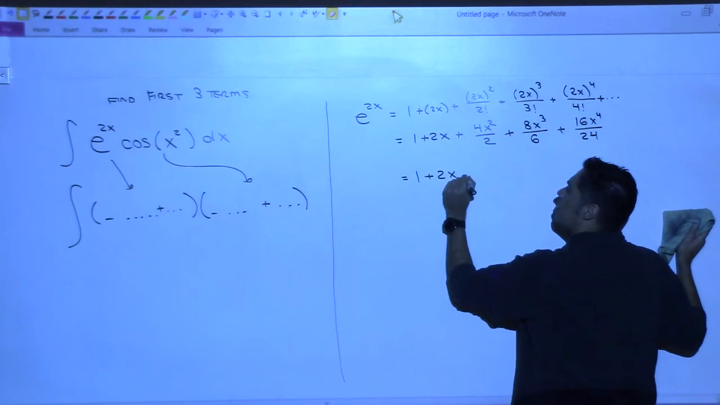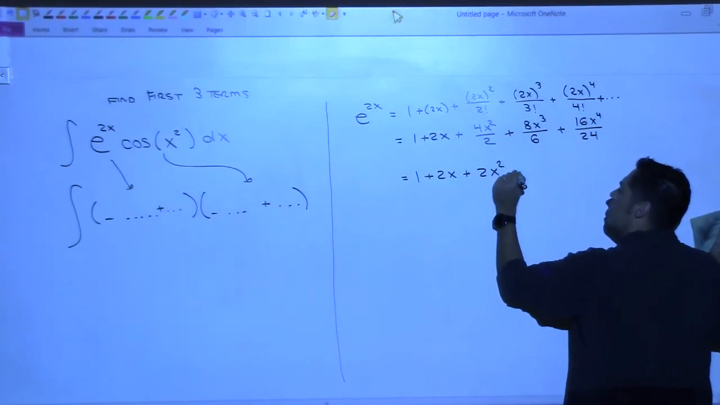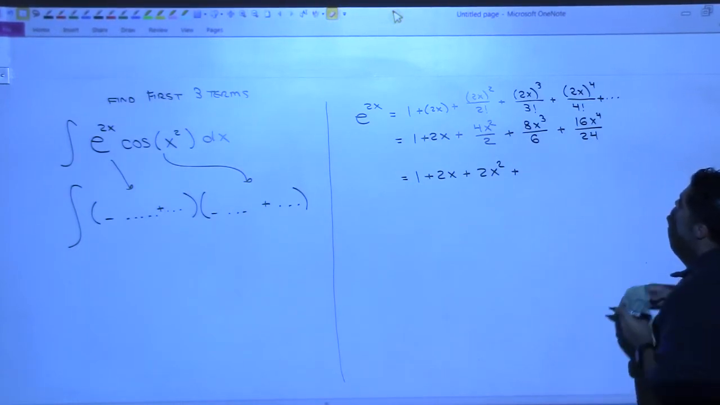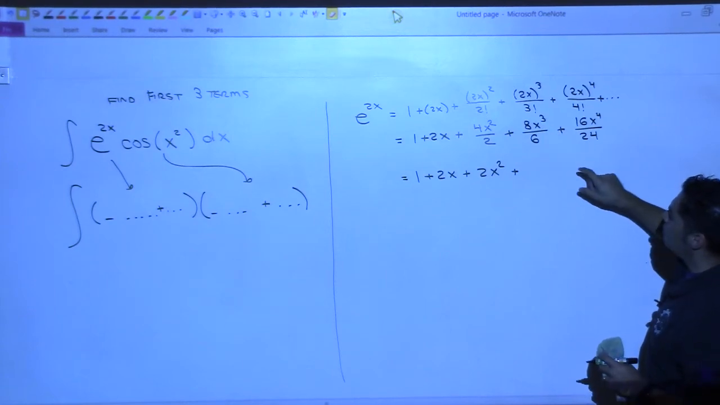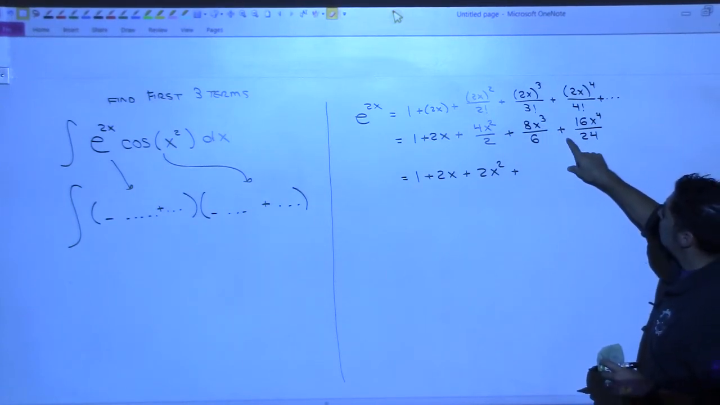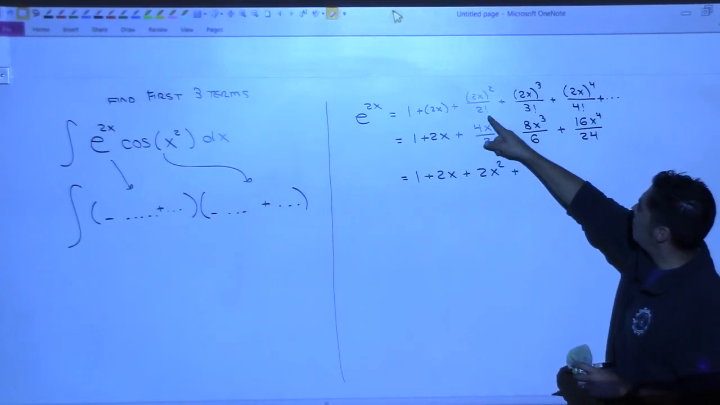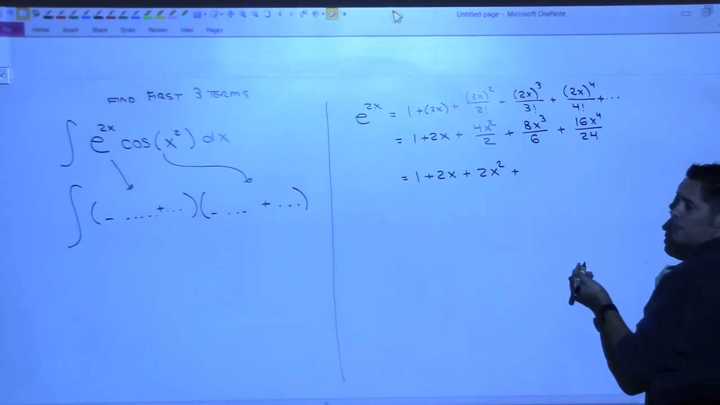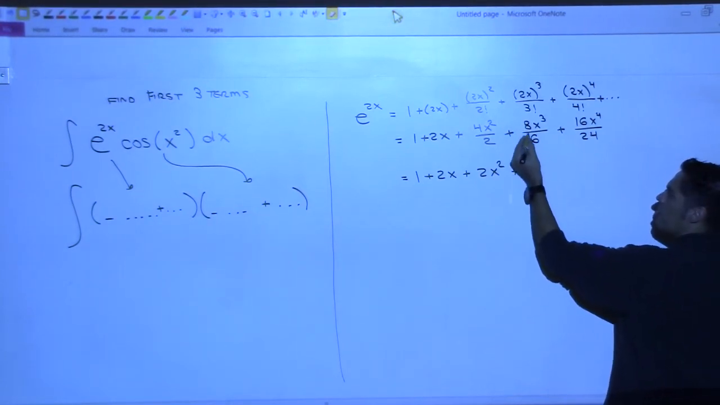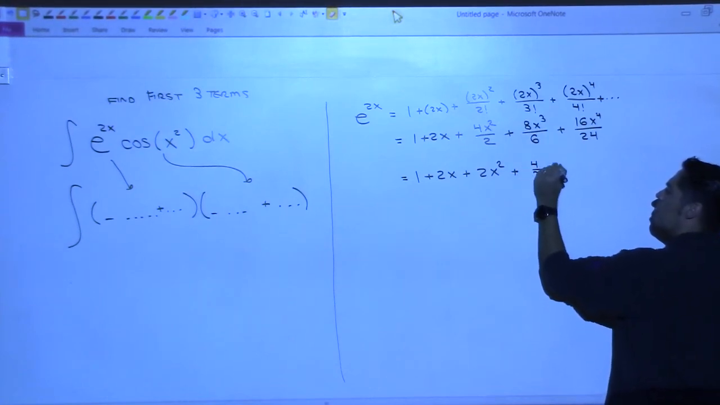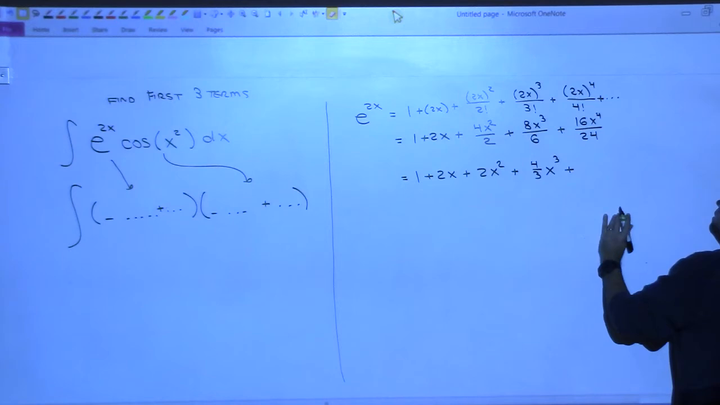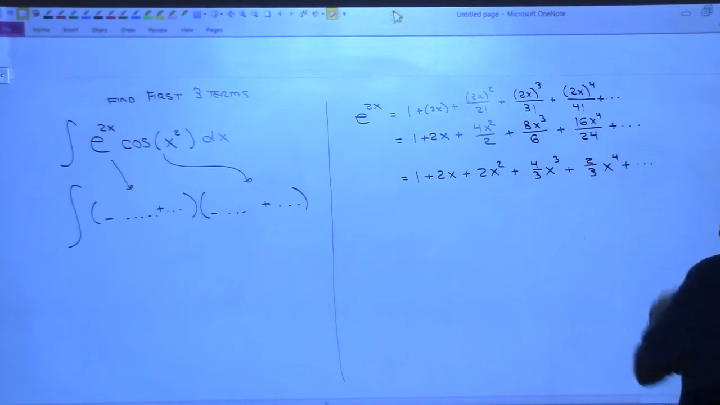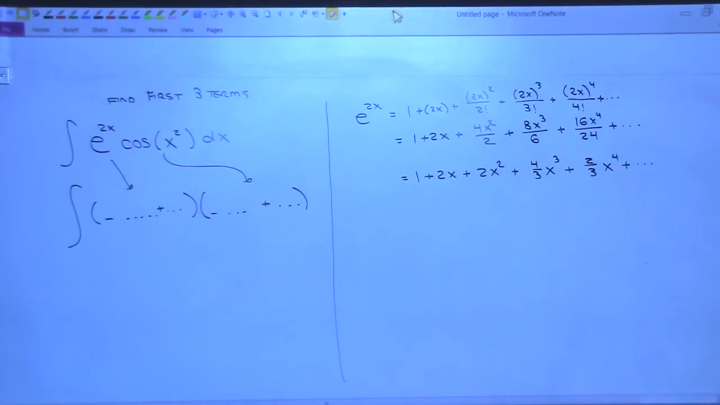1 plus 2x plus 2x squared plus, what? Like 4x squared over 2, is that? No, because we got rid of the factorials. We turn these into numbers now, right? Okay. So I'm just making numbers out of these now. So this is 4/3 x cubed, and then plus the last one, 2/3 x to the 4th plus dot, dot, dot. I forgot to put plus dot, dot, dot there. Okay, so that's what e to the 2x is.